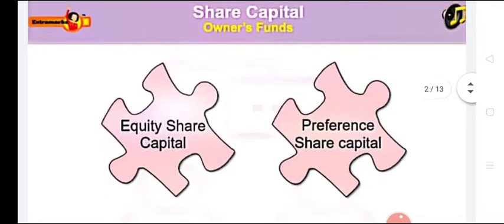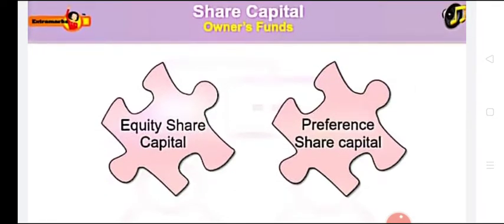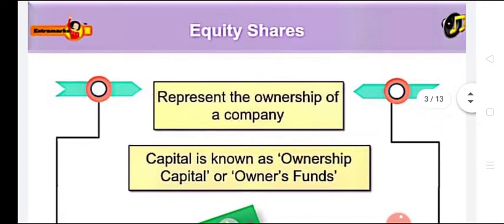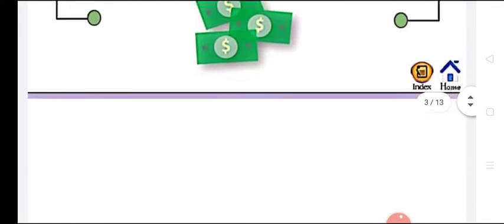Share capital is a part of owners' funds, and share capital can be divided into two categories: equity share capital, and second one is preference share capital. Equity share capital represents the real ownership of the company and is known as ownership capital, or is a part of owners' funds.